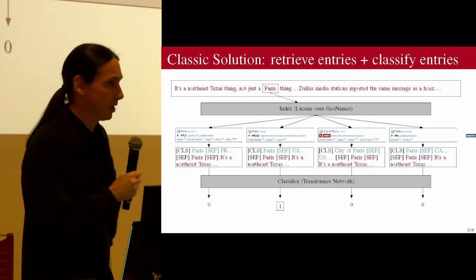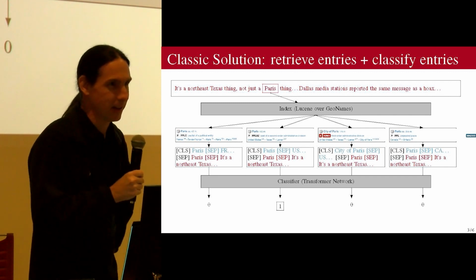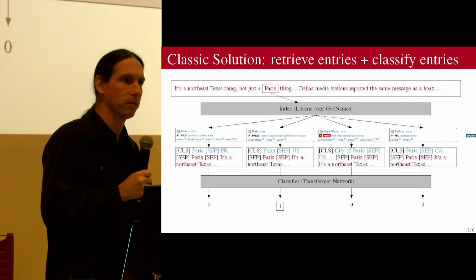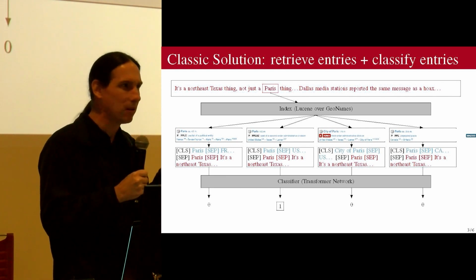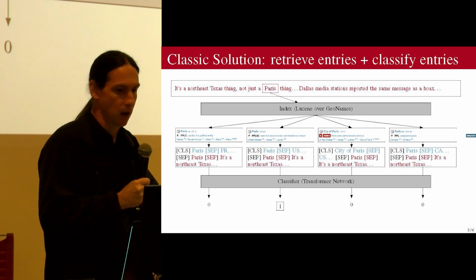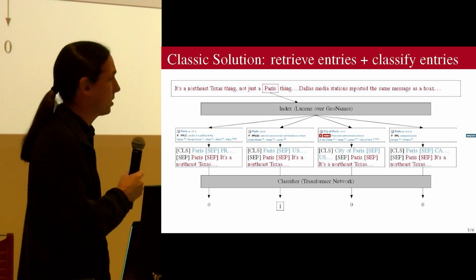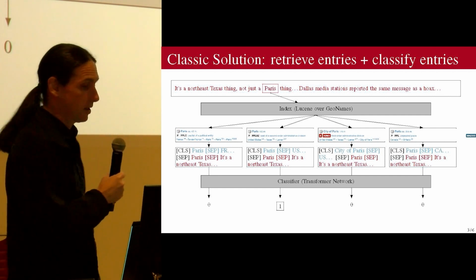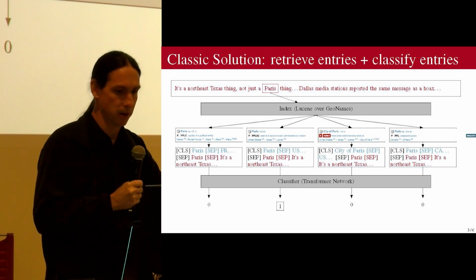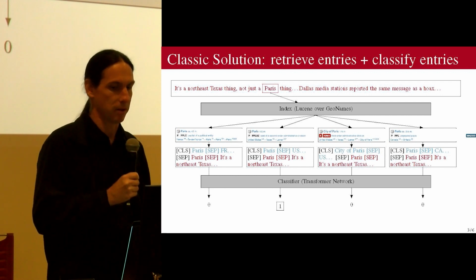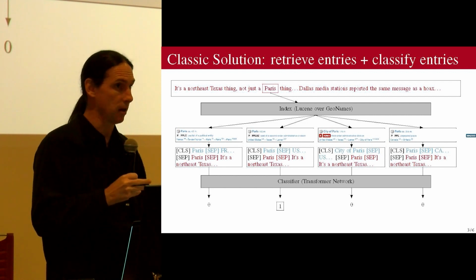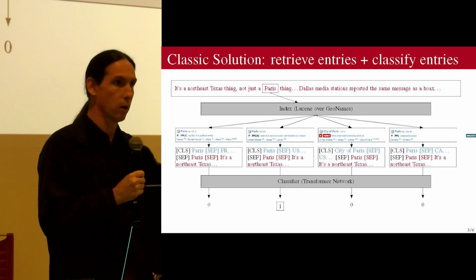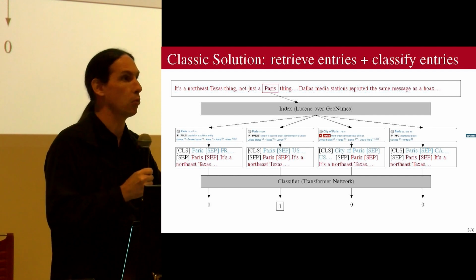This is the classic solution, and by classic I mean like last year instead of this year. Although something like this approach has been the way to do this since about 2017 or so. What does this look like? Well, we'll take our running example. It's a Northeast Texas thing, not just a Paris thing. "Dallas media stations reported the same message as a hoax," et cetera. So that's the document. And the mention that we're trying to resolve in this case is the one in the square, which is Paris. So which Paris does it mean?